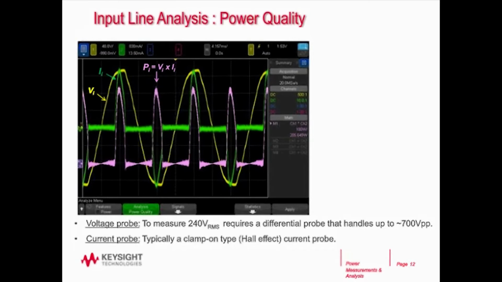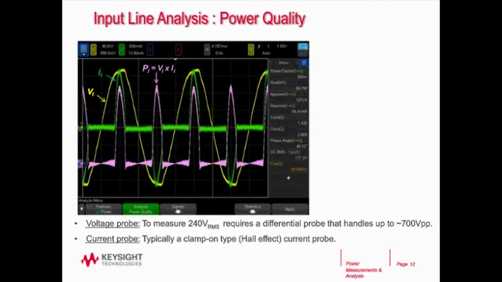One thing to note about this, with a switching power supply, the current is going to be pulsed like this. It's not going to be a sine wave. So the current comes out in pulses. And then the power is just simply computed V times I, the instantaneous power. If you press the apply button on our scopes, then it turns on a broad range of measurements to tell you about the input power quality.